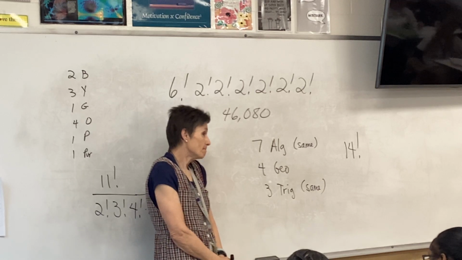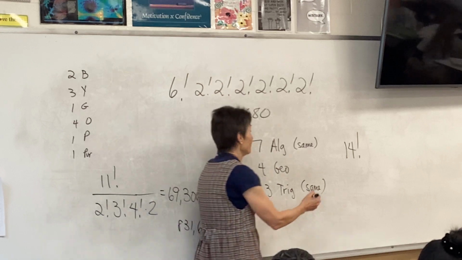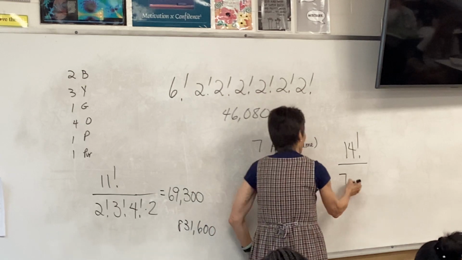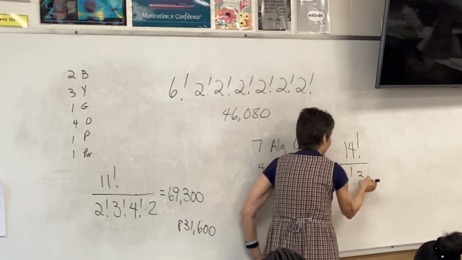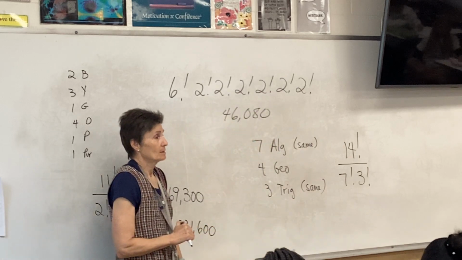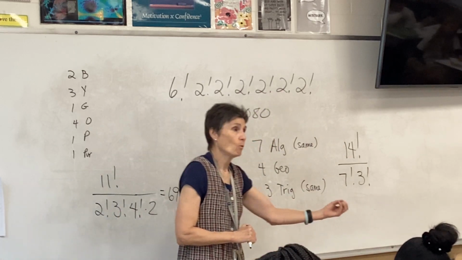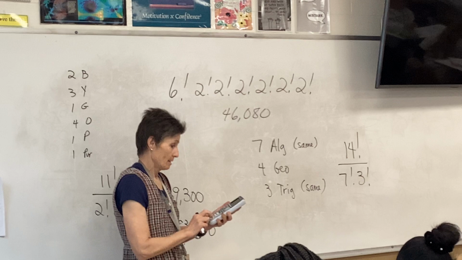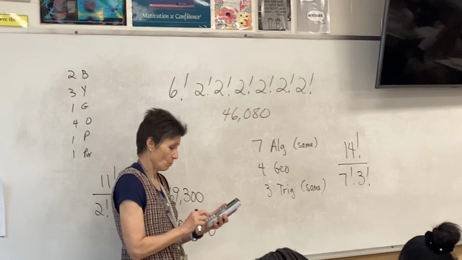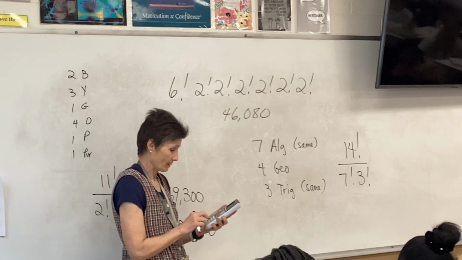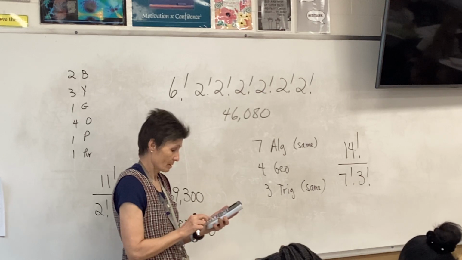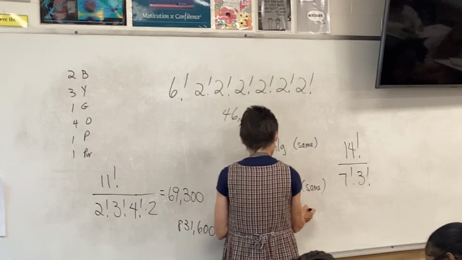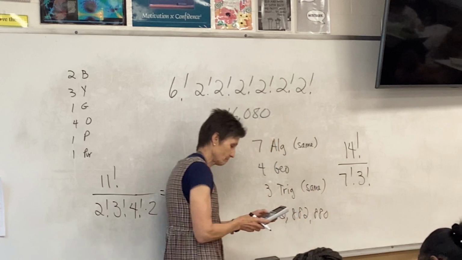Am I done? Is this it? No. What do I have to do? Divide by anything that's a duplicate. So I'm going to divide by 7 factorial and divide by 3 factorial. Just like dividing by 4 S's and 2 P's, or whatever it was in the word we did the other day. So, what do we come up with? I got 2,882,880. How's that sound? Did I do that right?